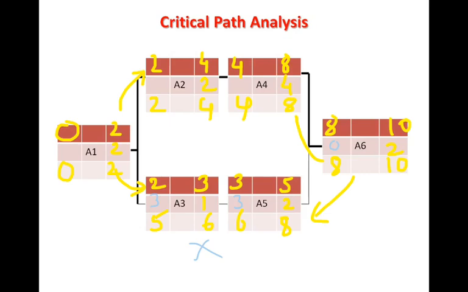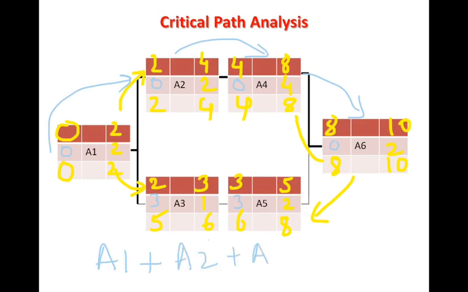So what we are getting here, 8 minus 4, we got 4 here, so 4 minus 4 is 0, 2 minus 2 is 0, and 0 minus 0 is 0. So we can see that this is our critical path, which is A1, A2, A4 and A6. So the critical path that we get here is A1 plus A2 plus A4 plus A6, which is equal to 10 days. So that's our critical path.